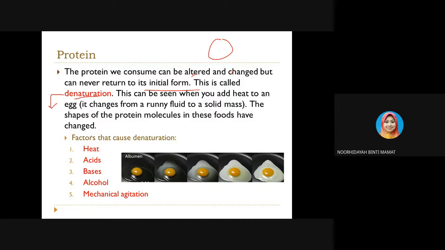When you add heat to an egg, it changes from a runny fluid. This is the albumin, the source of the protein. When you add the heat, it changes from a runny fluid to a solid mass. So the protein we can change, but it will never return to its initial form. The shapes of the protein molecules in this food have been changed. The factors that cause denaturation include heat, for example here, acids, bases, alcohol, and also mechanical agitation.